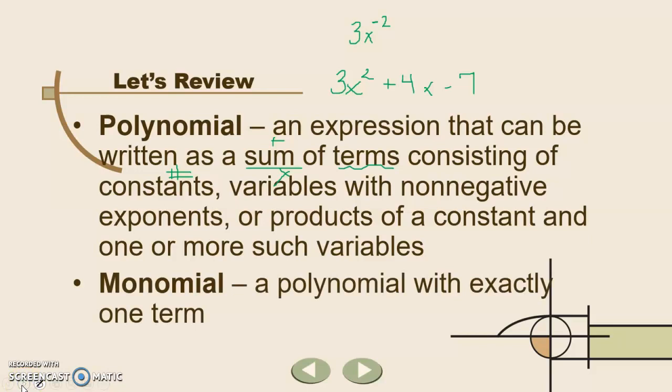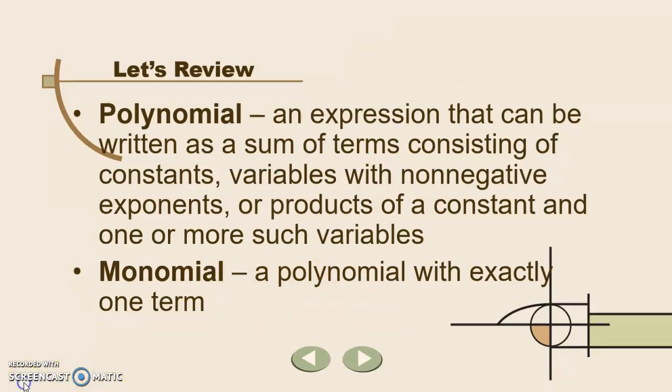Not quite done reviewing yet. A monomial, hopefully you can pick up on this one. Mono meaning one, is a polynomial with exactly one term. So let's say I had y equals 7. There we go. 7 is a monomial. Or 3x. That's a monomial. So a polynomial with exactly one term is a monomial.